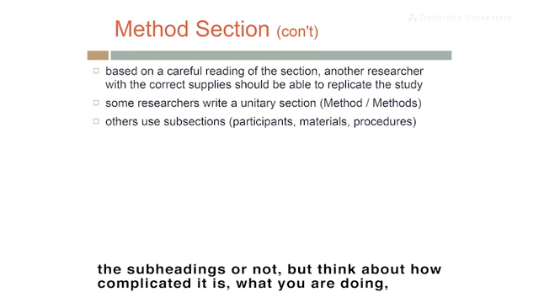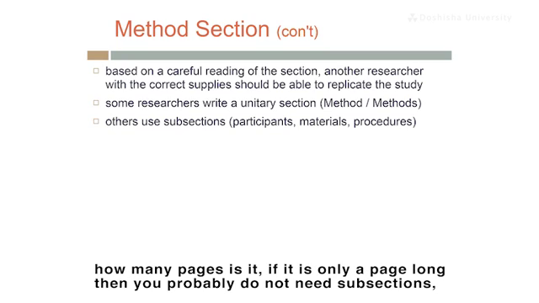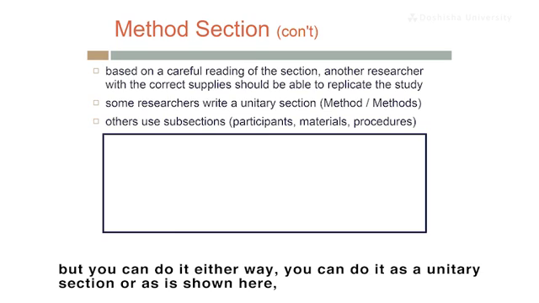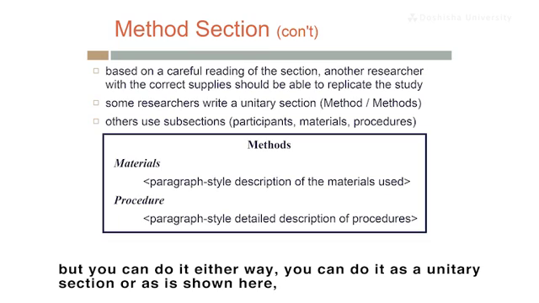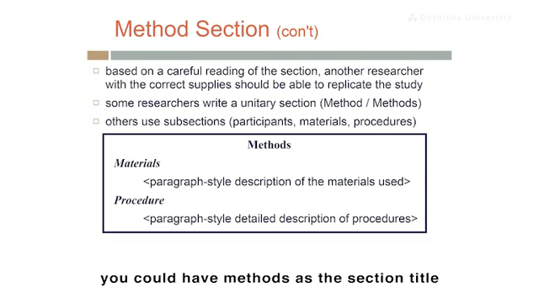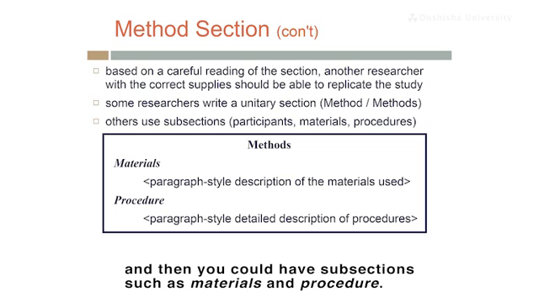But think about how complicated is what you're doing, how many pages is it. If it's only a page long, then you probably don't need subsections. But you can do it either way. You can do it as a unitary section, or as is shown here, you could have methods as the section title, and then you could have subsections such as materials and procedure.